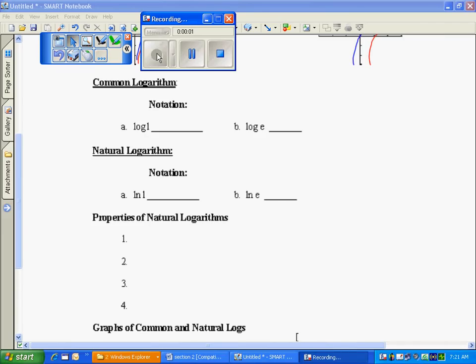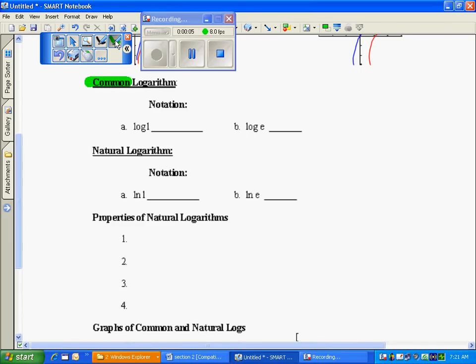The last lecture in section 2 talks about the two different types of logarithms. And again, this should be a review for you, but we'll still cover it. First one is a common log. We call it common because we're going to use base 10.